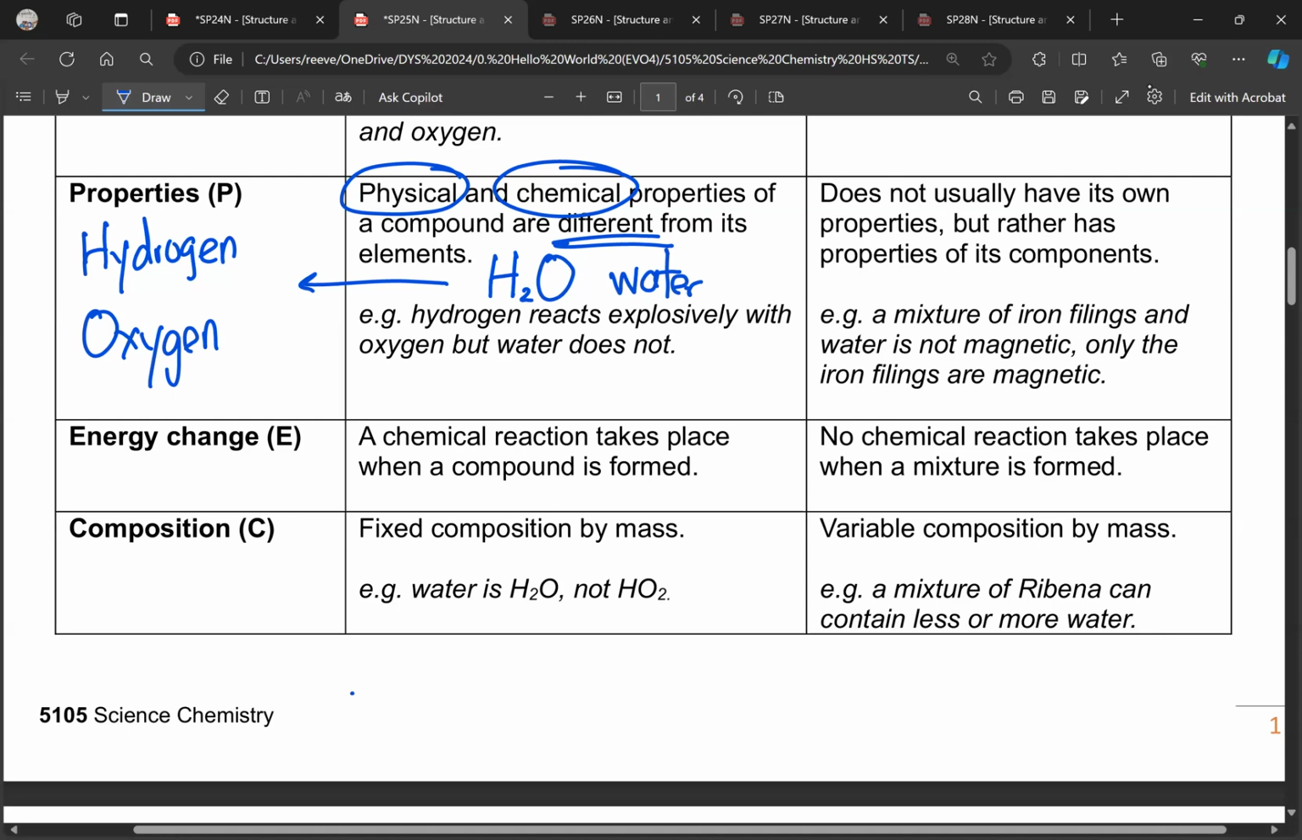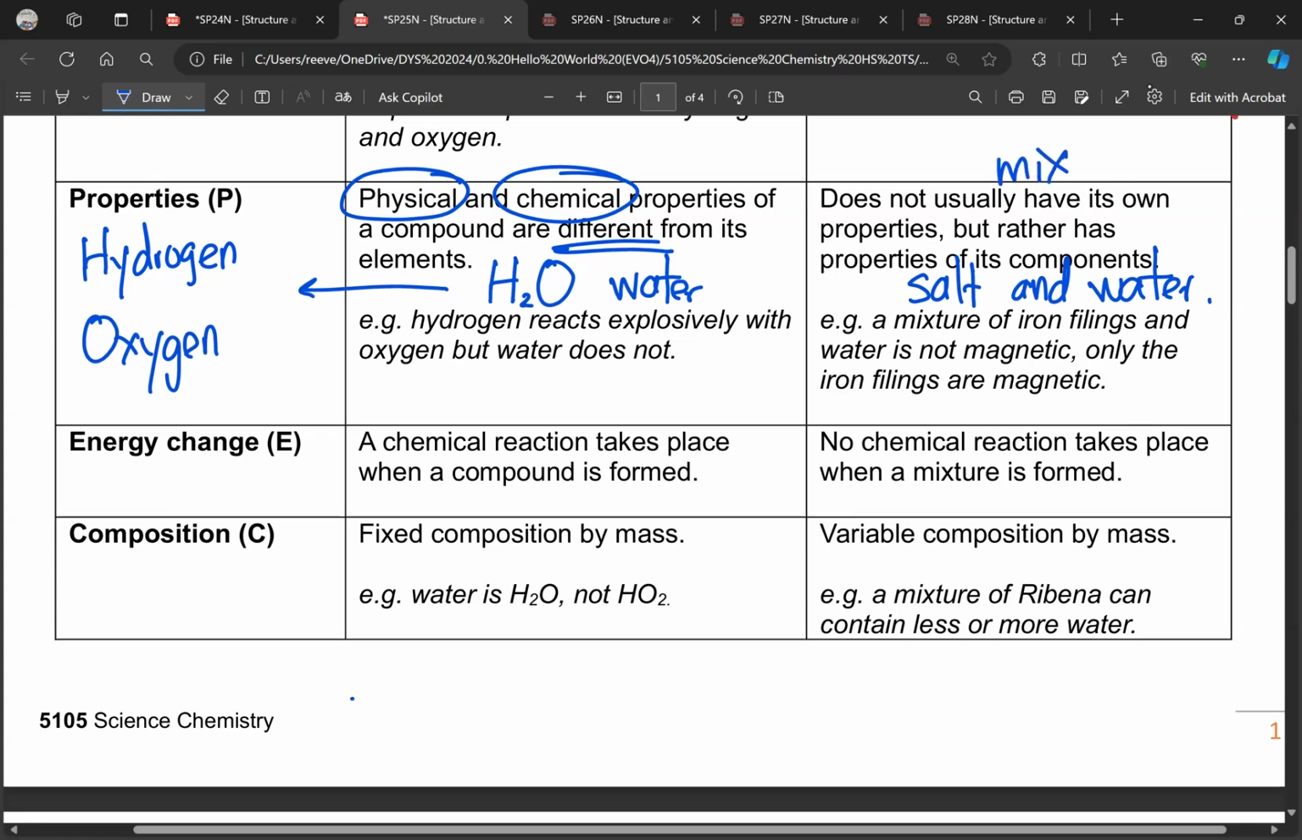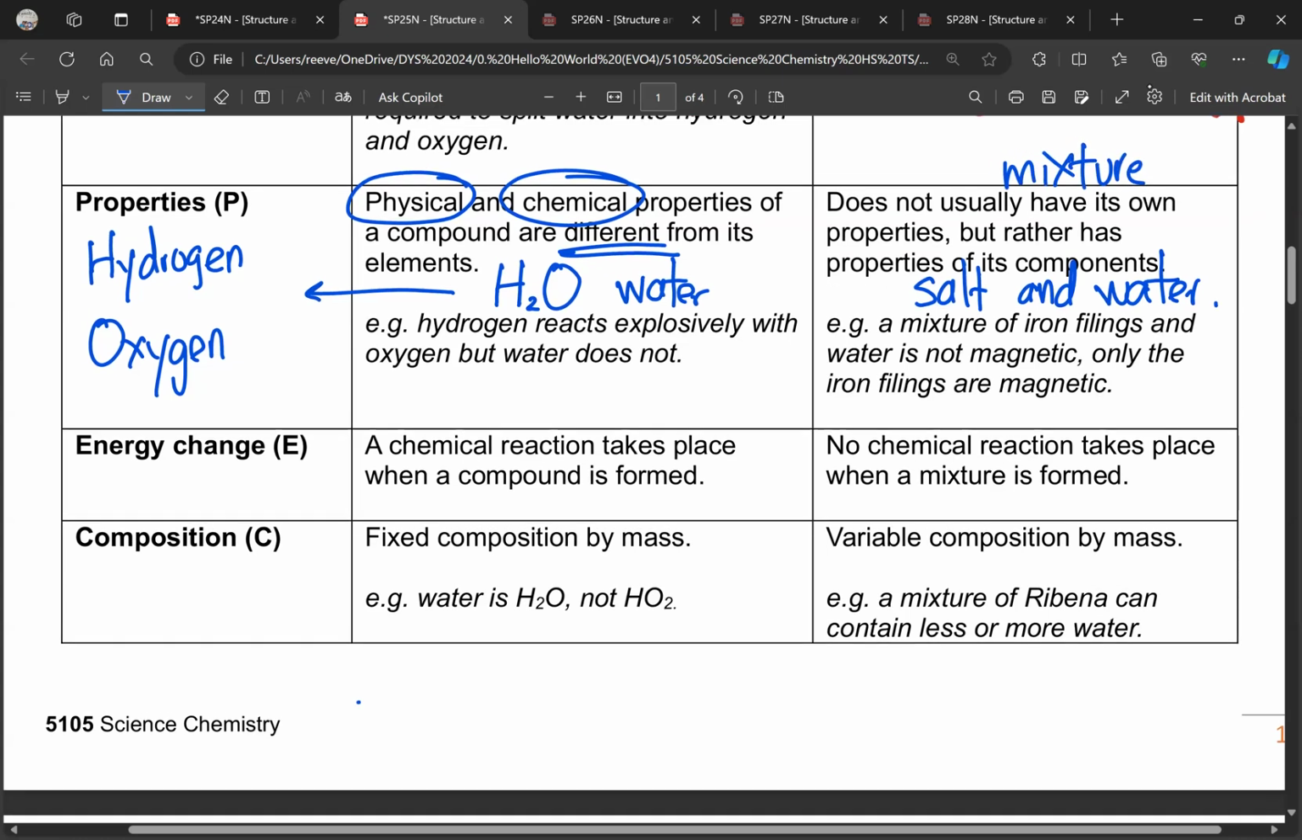But for a mixture, they are the same. I give you an example. Salt and water. I think you know how to separate salt and water, right? I trust you know salt and water, crystallization, evaporation to dryness. So salt and water is a mixture. The properties are similar. You see, I put salt and water together, I mix and mix and mix. It still tastes salty. It still tastes the same as the salt. It's still salty. The properties are the same. Okay? Yes. They are usually the same.